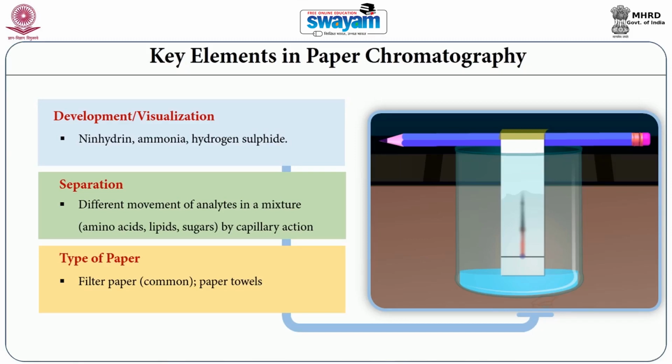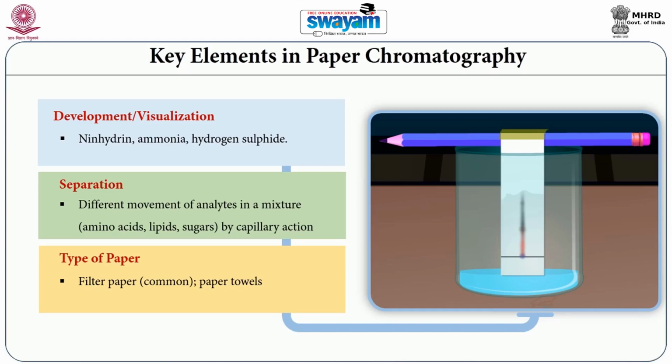And different chemicals, understandably, because each of these chemical compounds is unique in nature chemically. Different chemicals are used for visualization of different types of chemical compounds that have been separated. So ninhydrin is very commonly used for amino acids, then ammonia for separating mixtures of metal ions such as cupric nitrate and ferric nitrate, for example.